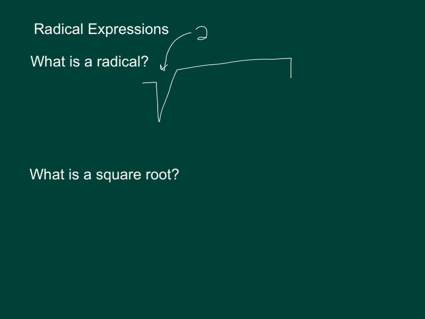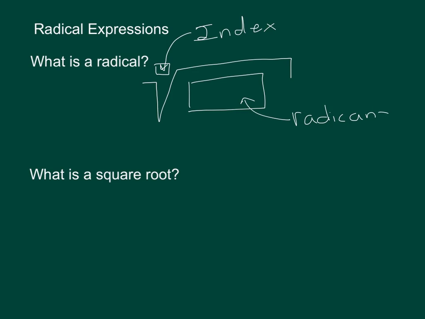That's called the index. We don't have to write it if it's a 2, but a little number goes here. This part in here is called the radicand. So the symbol itself is called the radical, the inside is called the radicand, and the little number up in the crook is the index.